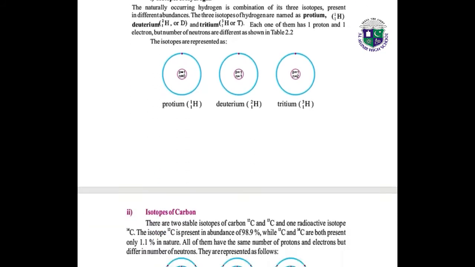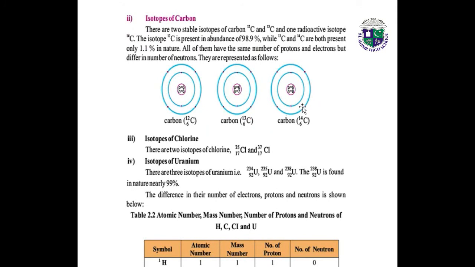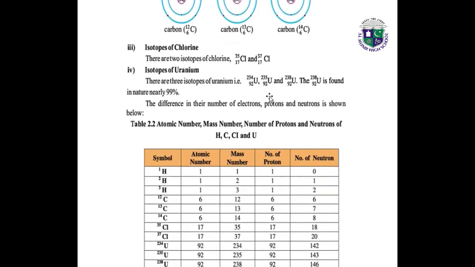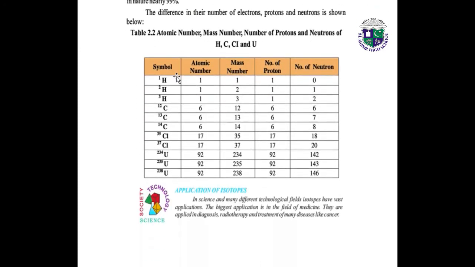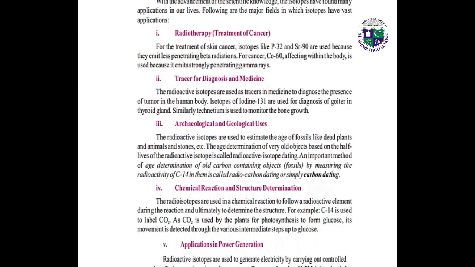Next we have the example of isotopes of carbon. Carbon also has 3 isotopes, carbon-12, 13 and 14, which have the same atomic number but different atomic masses. Then isotopes of chlorine and uranium. This table shows the atomic symbols, atomic number, mass number, number of protons and number of neutrons. Next we have the applications and uses of isotopes.